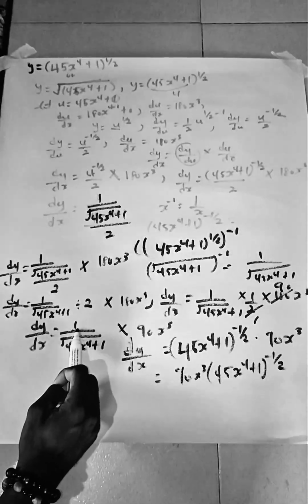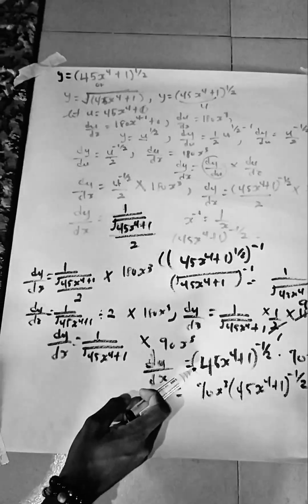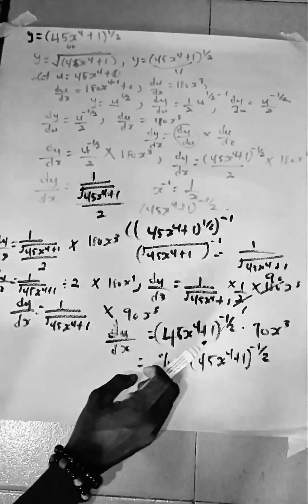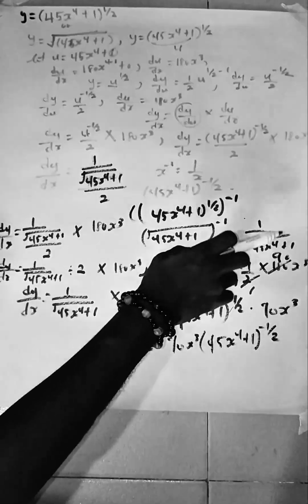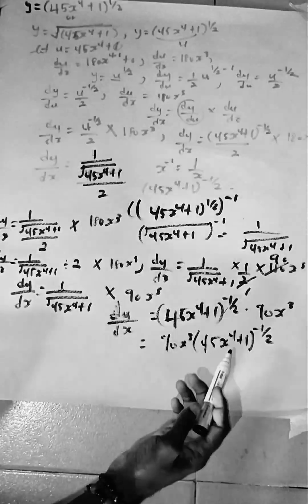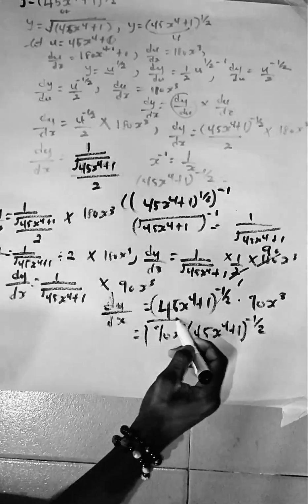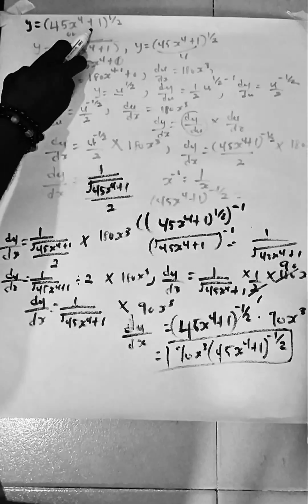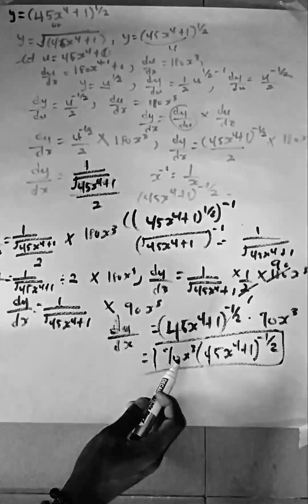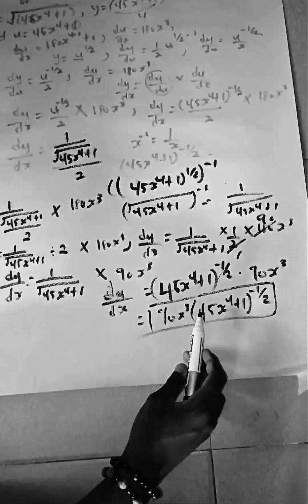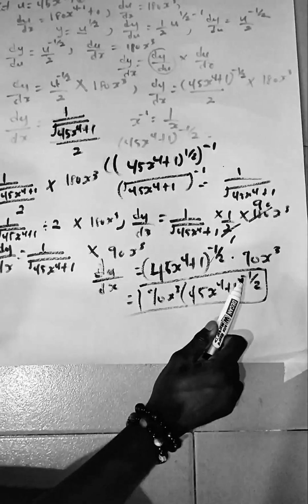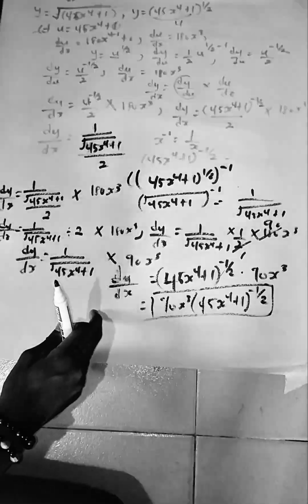So if we use the laws of indices to convert this, we could have 45x raised to the power 4 plus 1, raised to the power minus 1 over 2. So I remember from the logic we established here. Then multiplied by 90x cubed, we just have this as our final answer. So the derivative of 45x raised to the power 4 plus 1, or raised to the power 1 over 2, is just 90x cubed multiplied by 45x raised to the power 4 plus 1 in brackets raised to the power minus 1 over 2. So that's that for chain rule.